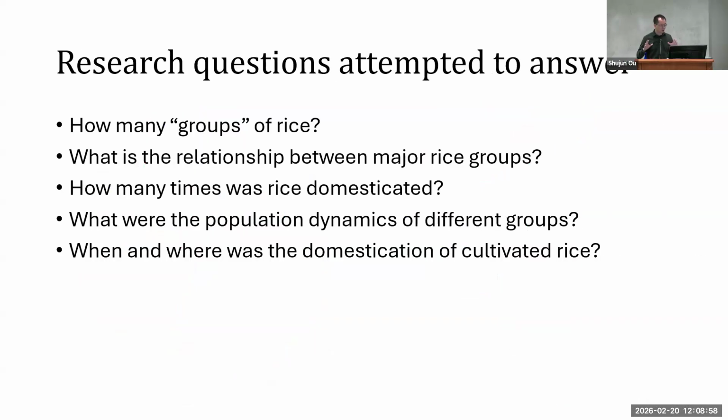So the research questions I attempt to answer today are: how many groups of rice can we identify, and what is the relationship between major rice groups? How many times was rice domesticated? What were the population dynamics of different groups? And when and where was cultivated rice domesticated? I was very interested, and am still interested, in answering these questions about rice.